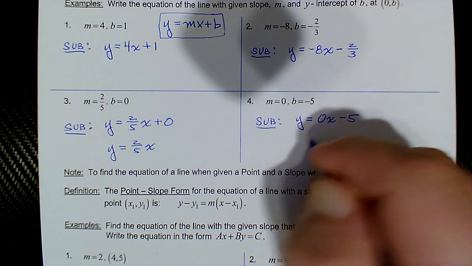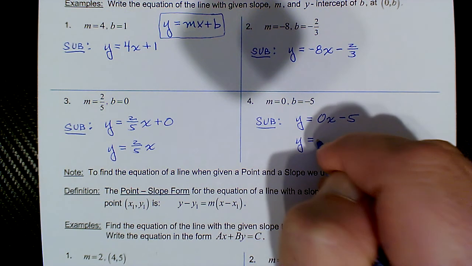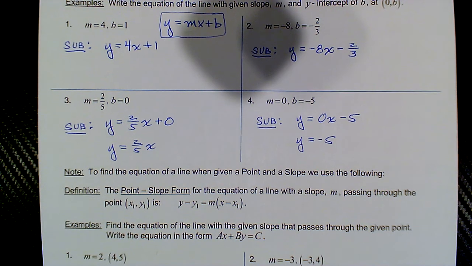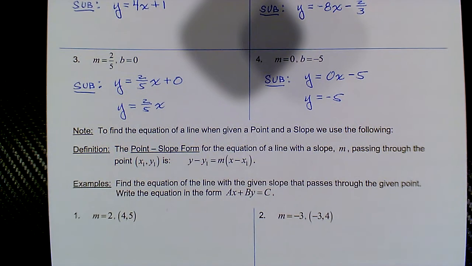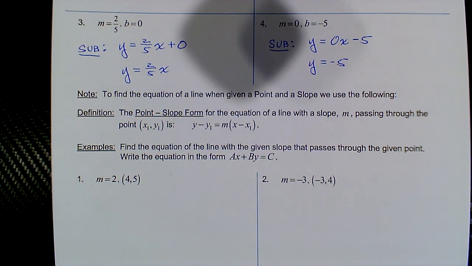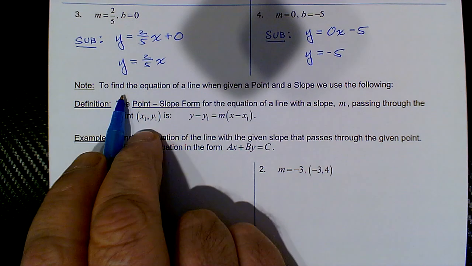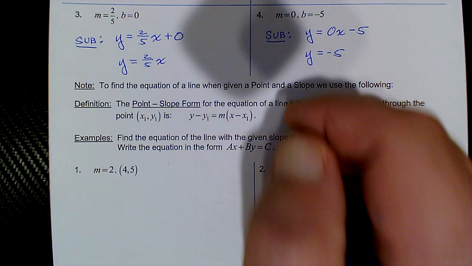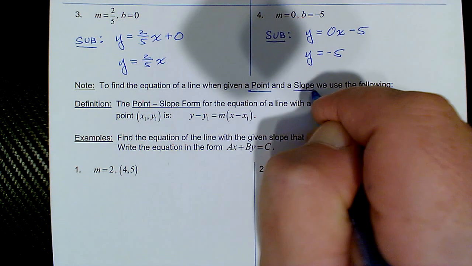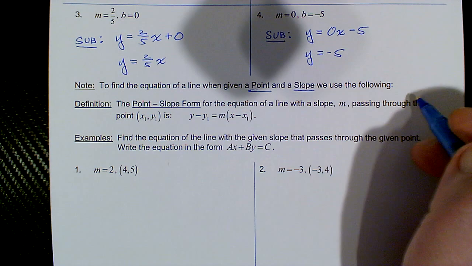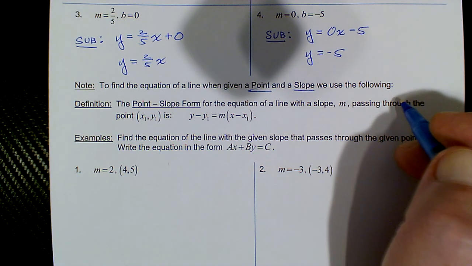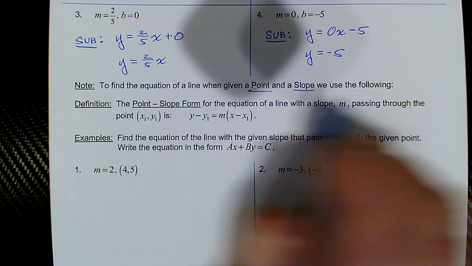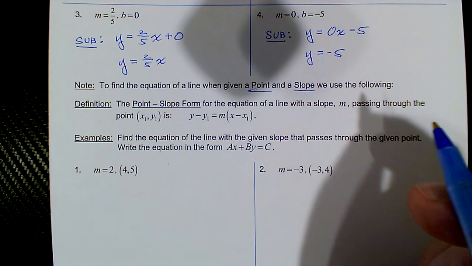Okay, now here's something algebraically that we're going to need to do. It says to find the equation of a line with a given point and a slope. Point and a slope, we're going to use the following. And there's a definition for what we call the point-slope form for the equation of a line with a given slope passing through a given point. And so this equation you want to memorize.